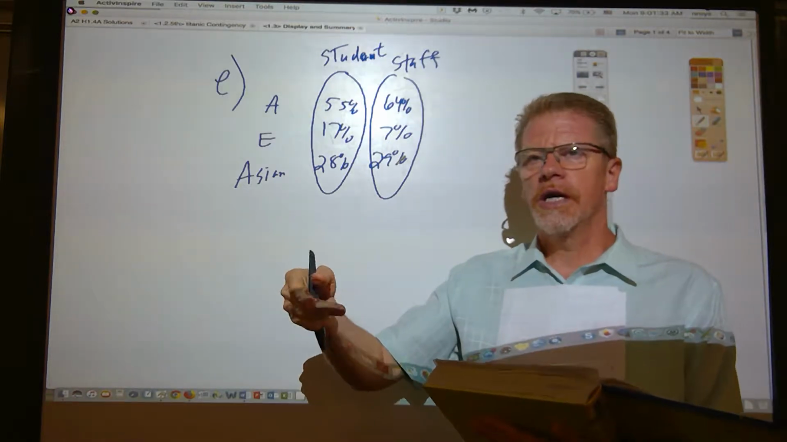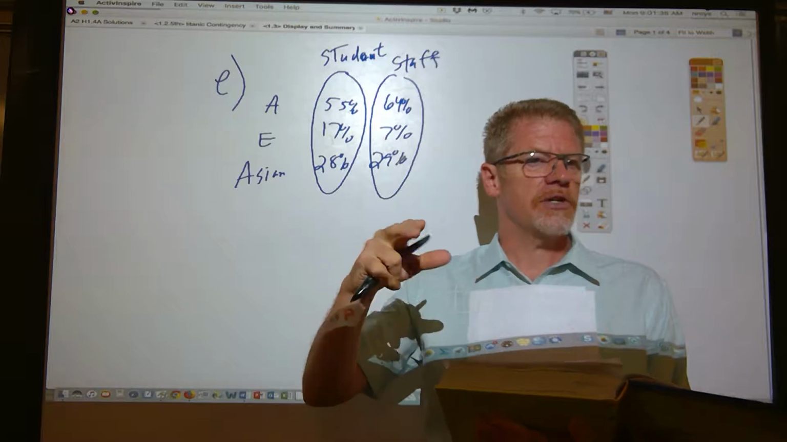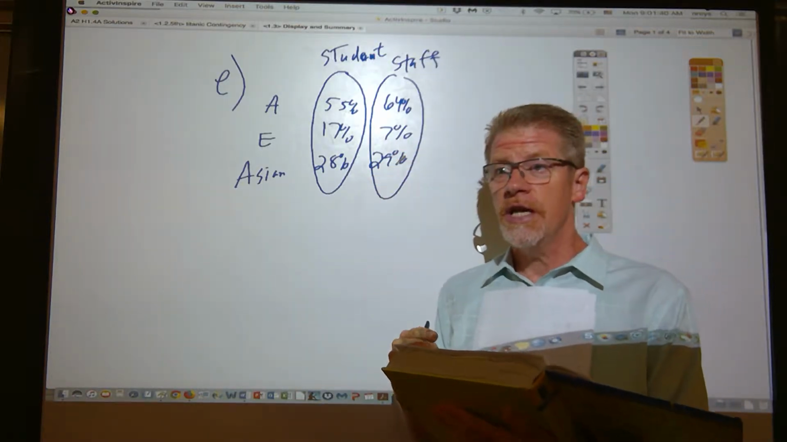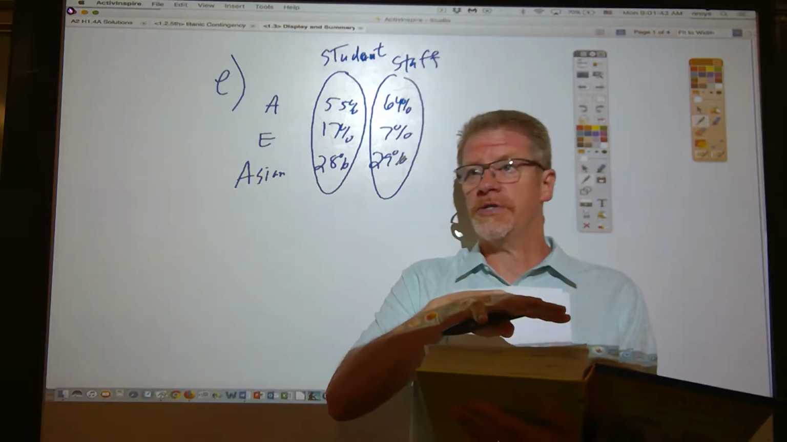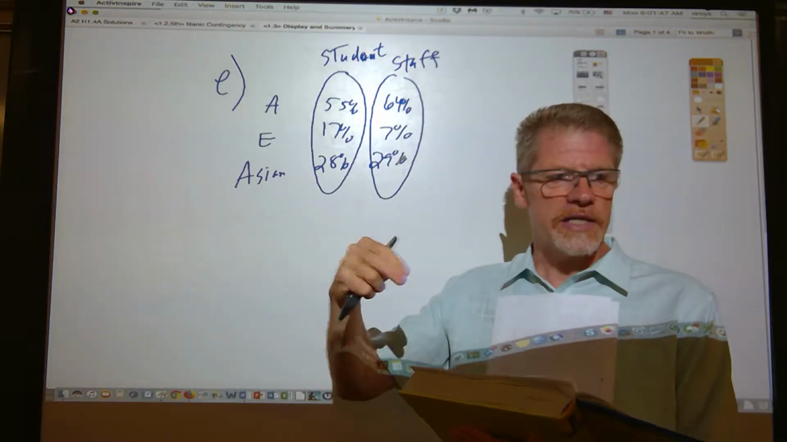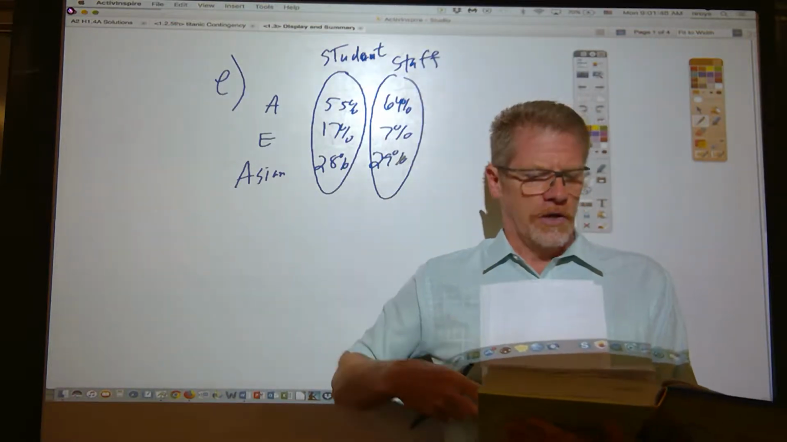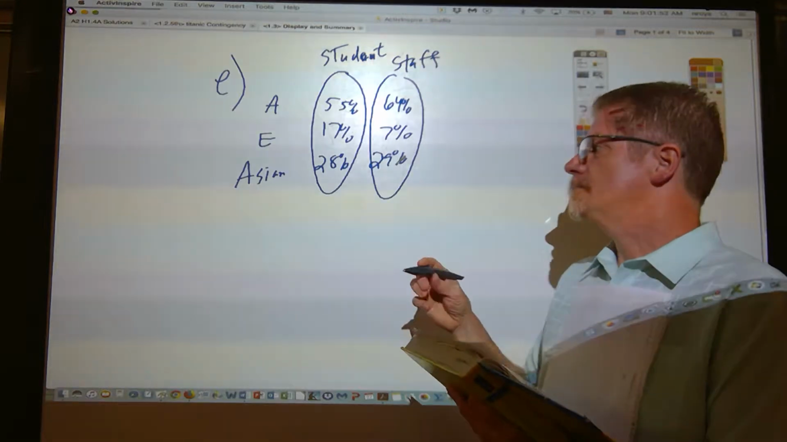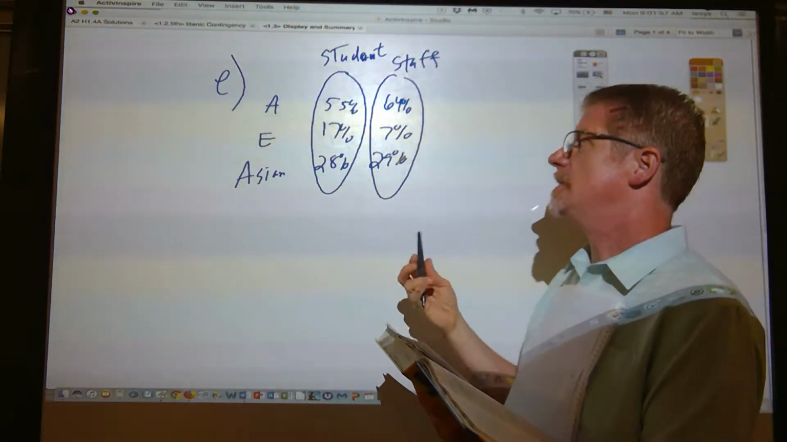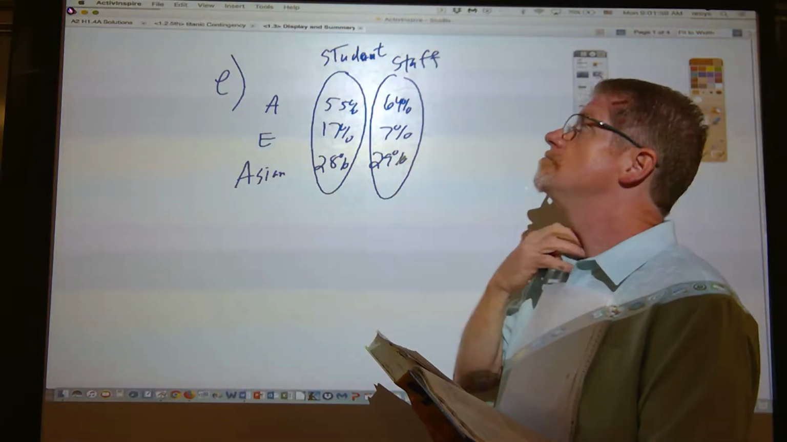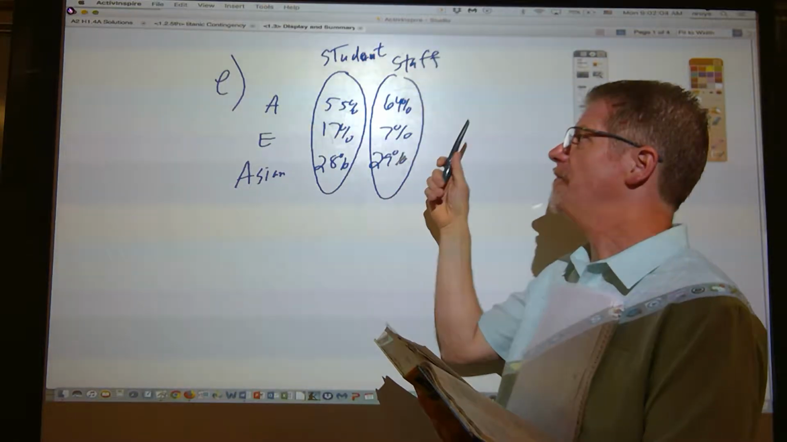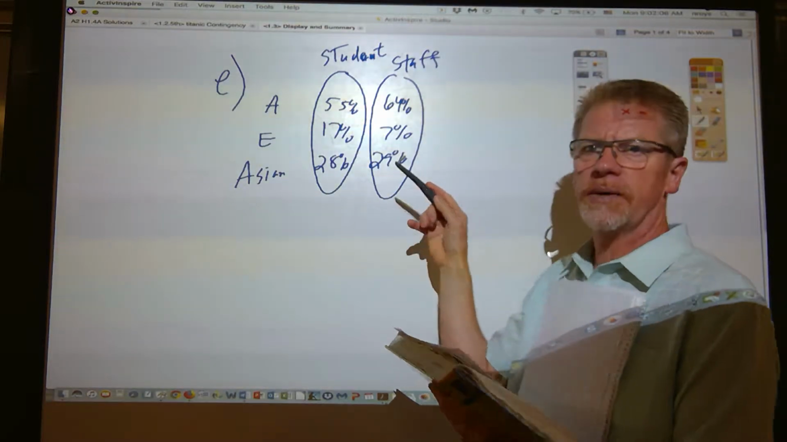Now, first time through the homework, I tend to be fairly lenient in grading the homework. So if this blew past you and you did not see the connection between the Titanic problem, the work we've been doing in class, and this homework problem, that's okay. You have until the quiz to get this concept done. Okay, so do you have any questions as to how you could have come up with your answer to part E as being, for students, 55% American, 17% European, and 28% Asian, and for staff, 64% American, 7% European, 29% Asian?